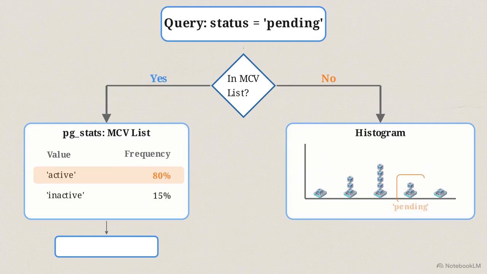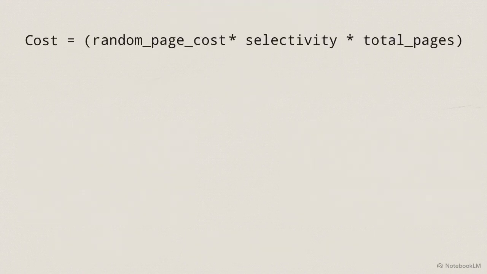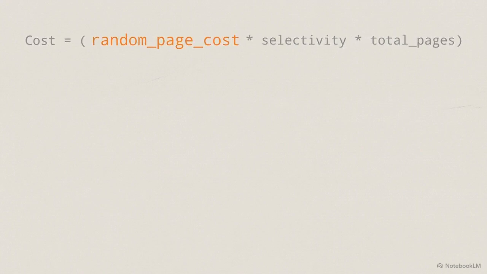If you're looking for something less common, the database moves to its backup plan. It uses a histogram, which groups your data into equal-sized buckets. It finds the bucket your value belongs to, looks at the size of that bucket, and creates a highly accurate, educated guess. Once the planner has that estimated percentage, it plugs it straight into this mathematical formula to calculate the final physical cost of using your index.